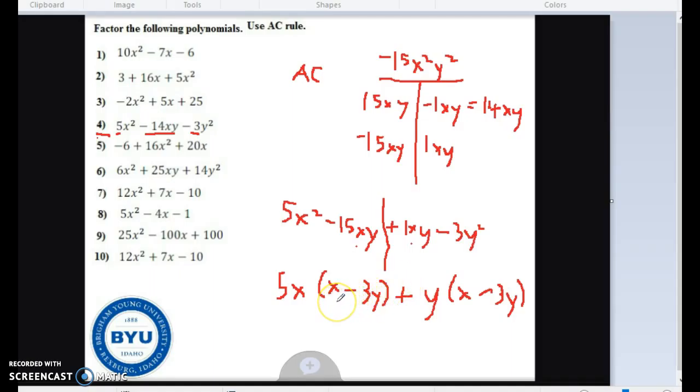Yes, it does. And now, because each half of this has x minus 3y as a common factor, I'm going to factor it out. I get x minus 3y. And then what's left over after I factor x minus 3y is, for the first half, 5x. And for the second half, plus y. And so that is my final answer for number 4. Hopefully that's helpful, and good luck.